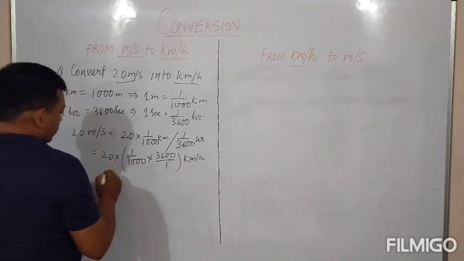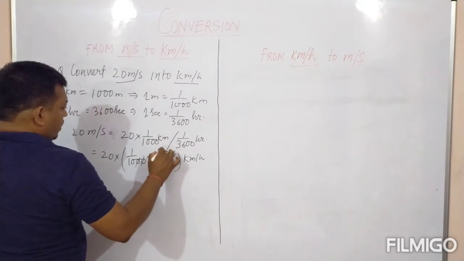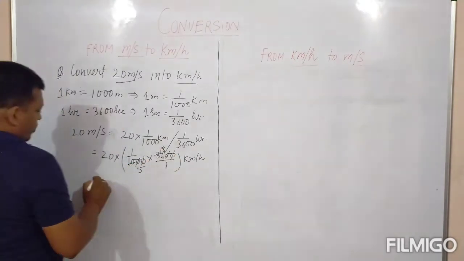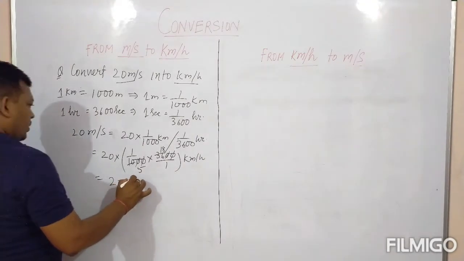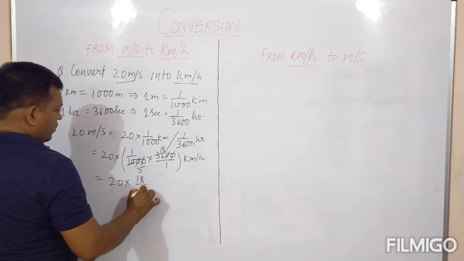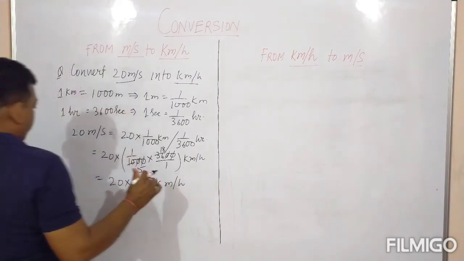Now this 20 and 1000 will be cancelled out. This is 18 and this is 5. So this becomes 20 multiplied by 18 over 5 kilometer per hour.